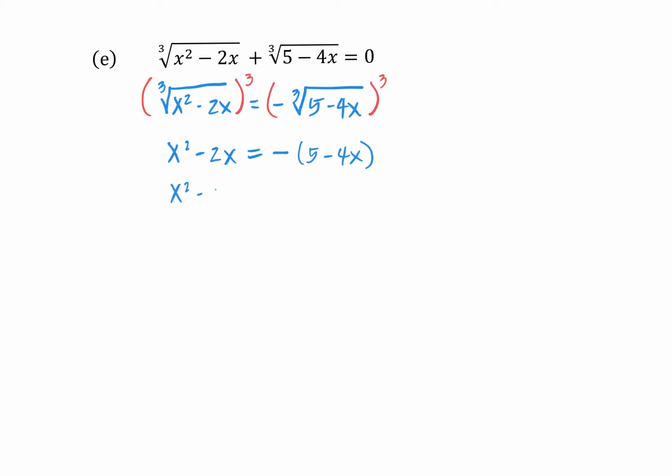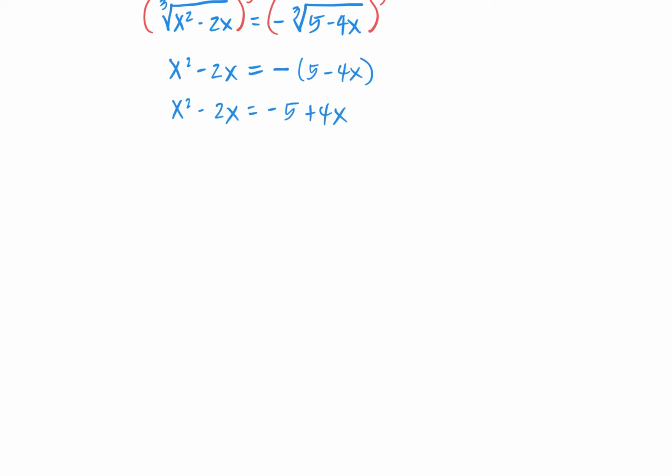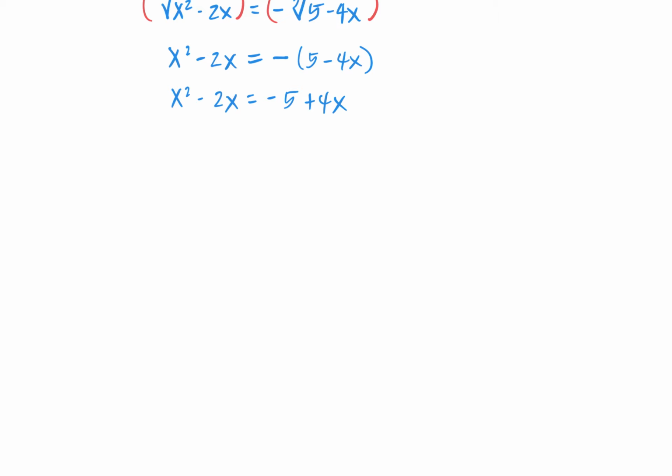We get x squared minus 2x is equal to negative 5 plus 4x. And now I see I have a quadratic equation. I am going to get everything on the left-hand side, set it equal to 0. Subtracting 4x from both sides will give me x squared minus 6x, and then add the 5. So it looks like this should factor into x minus 5, x minus 1. Possible solutions would be 5 and 1.